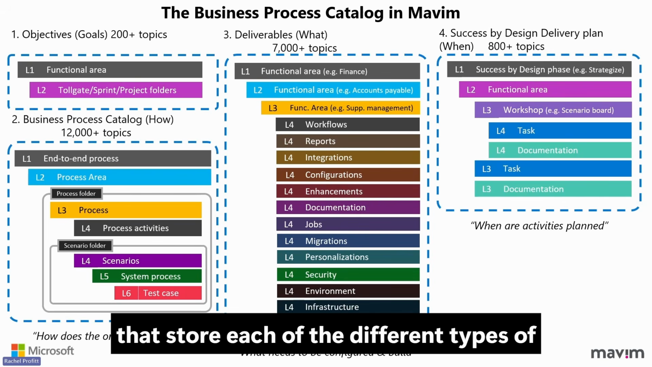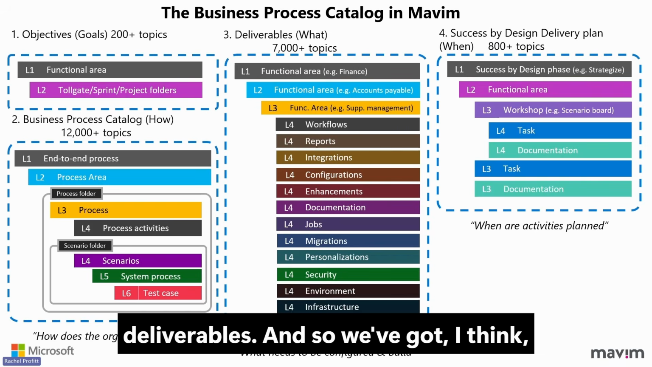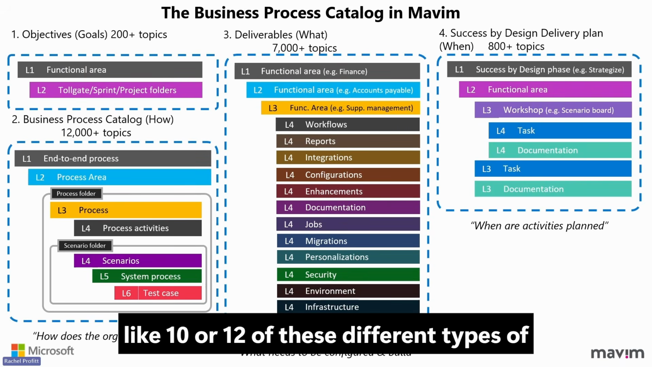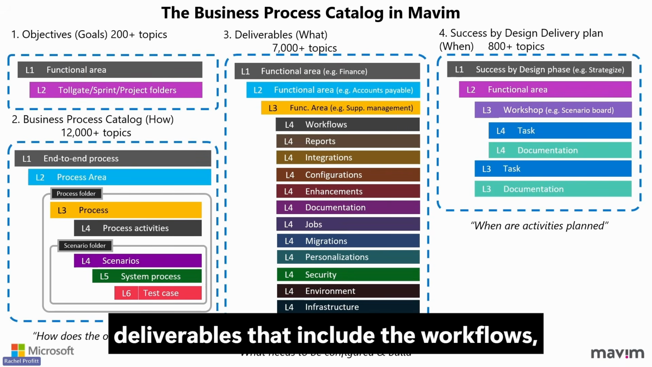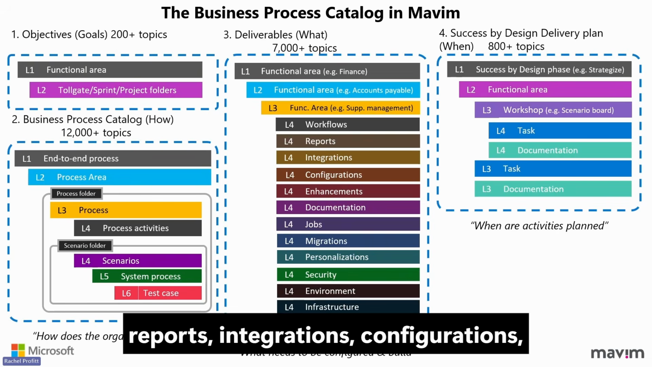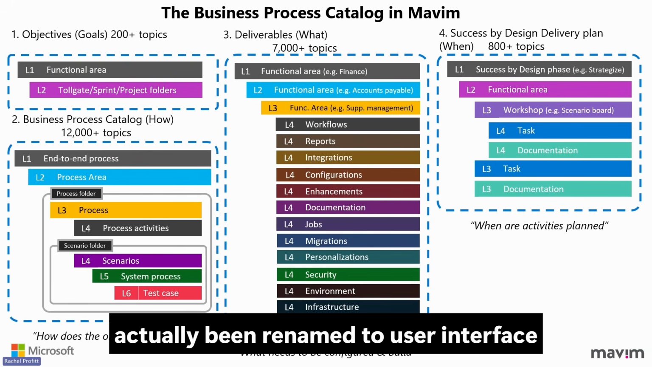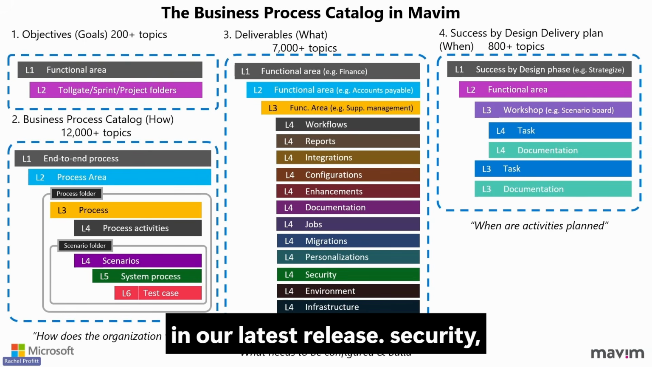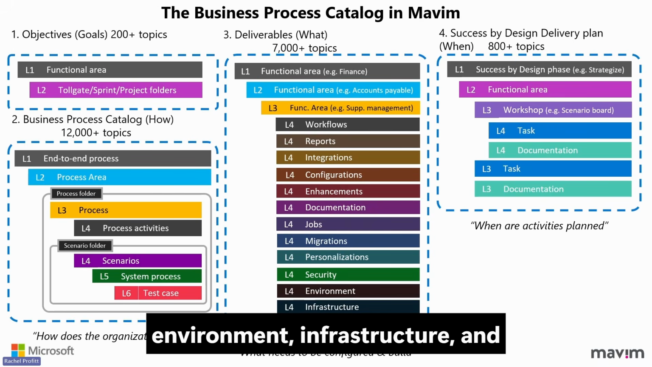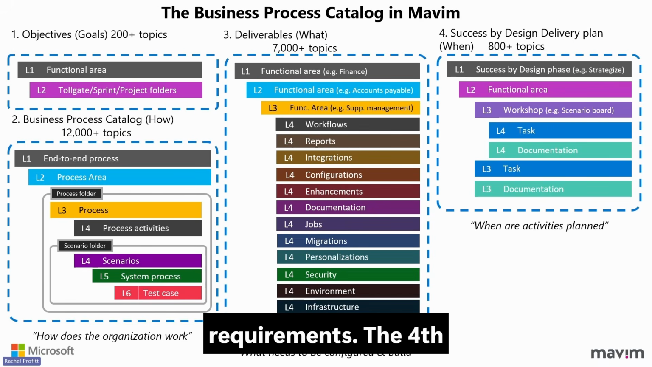And then below every single one of our functional area folders that we've created in our structure, we have folders that store each of the different types of deliverables. And so we've got, I think, like 10 or 12 of these different types of deliverables that include the workflows, reports, integrations, configurations, enhancements, documentation, jobs, migrations, personalizations, which have actually been renamed to user interface in our latest release, security, environment, infrastructure, and requirements.